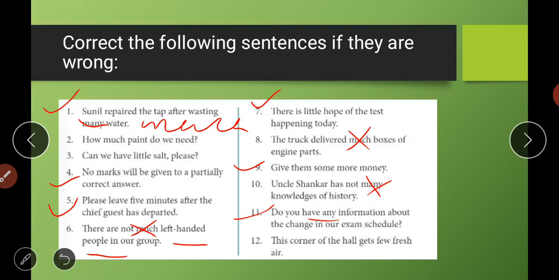Then if we talk about the 12th, this corner of the hall get few fresh air. Few fresh air looks very odd. So the right answer here will be, this corner of the hall gets some fresh air. So some fresh air will be the right answer here. I hope it is clear to all of you. So let us move to the next one now.